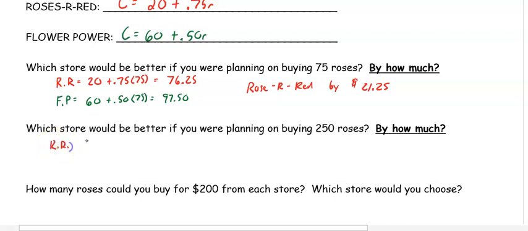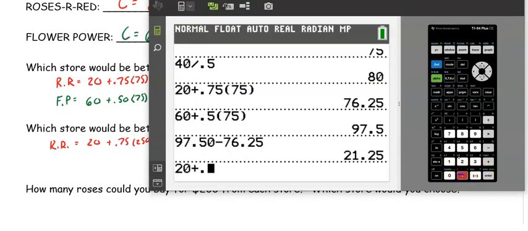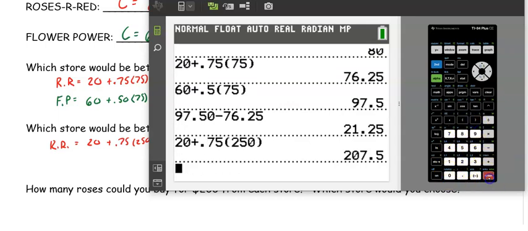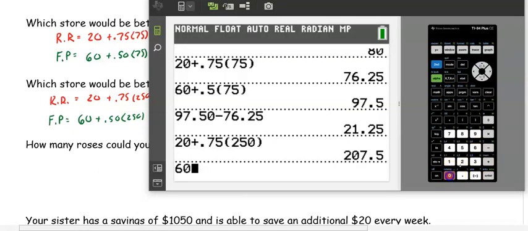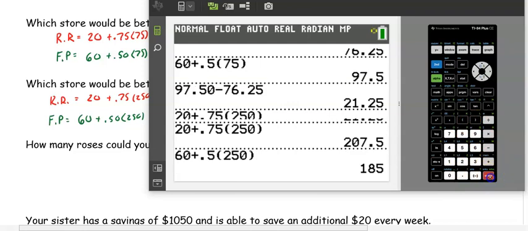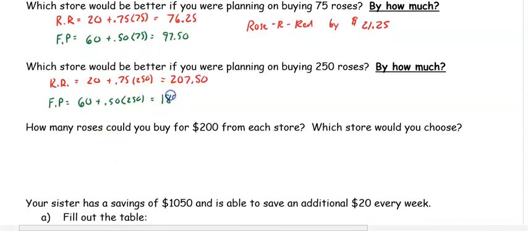Now what happens if we were buying 250 roses? So at Roses Are Red, we would have 20 plus 0.75 times 250, for a cost of $207.50. And then we also have Flower Power, which is $60 plus 50 cents times 250 roses. That would give us $185. So this time, Flower Power is better.